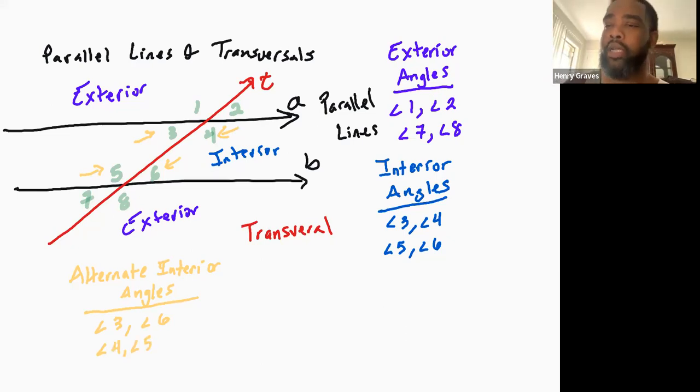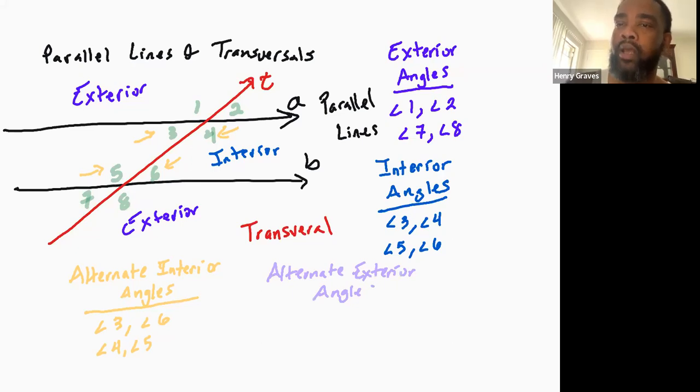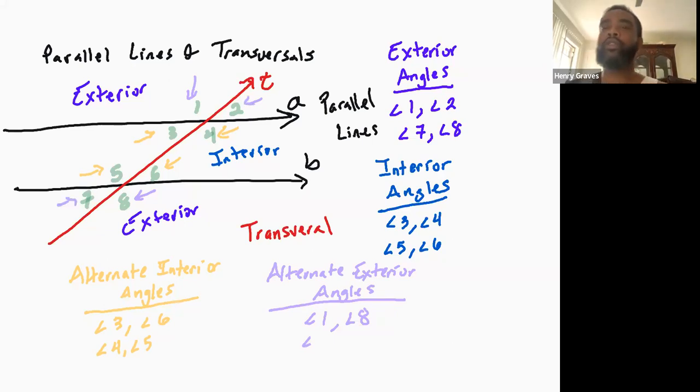Then we're going to talk about alternate exterior angles. So the alternate exterior angles, they are on the outside. So obviously angle 1 and angle 8 are alternate exterior angles, because they're on opposite sides of the transversal. And likewise, angle 2 and angle 7 are also alternate exterior angles. Now, there's one more I need to talk about, and those are corresponding.